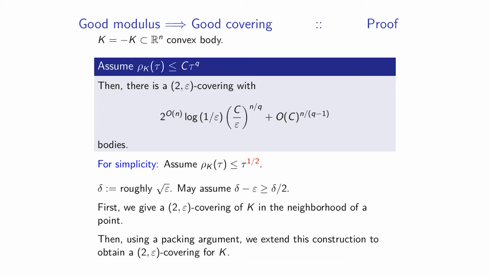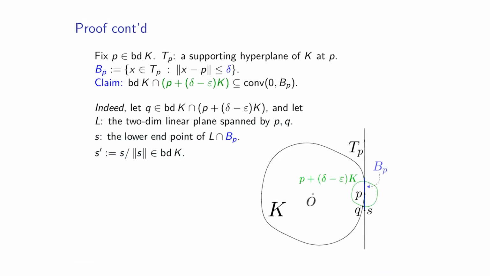And what do I need to do? I need to give you a 2 epsilon covering of my convex body K. So what I will do is first do it around a point in the neighborhood of some point of K, and then somehow globalize it.